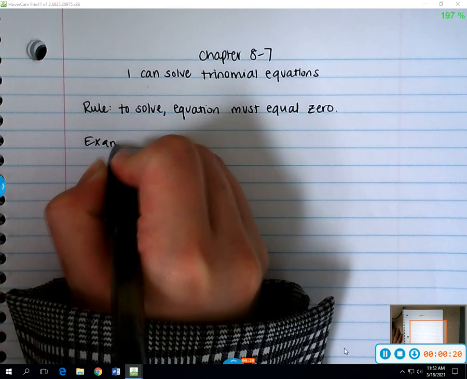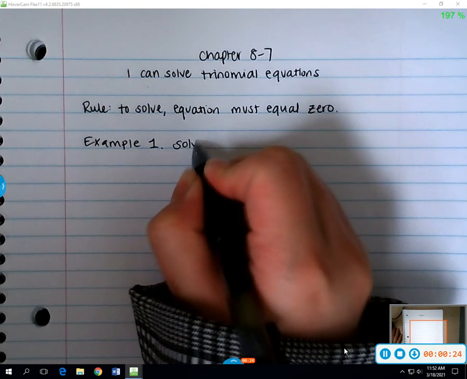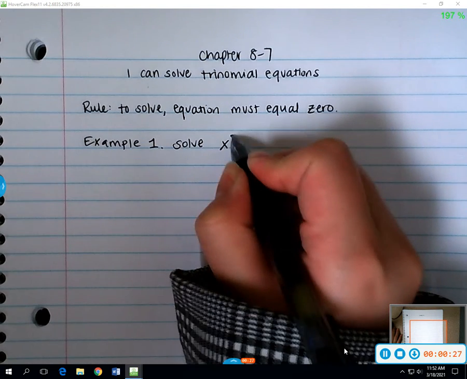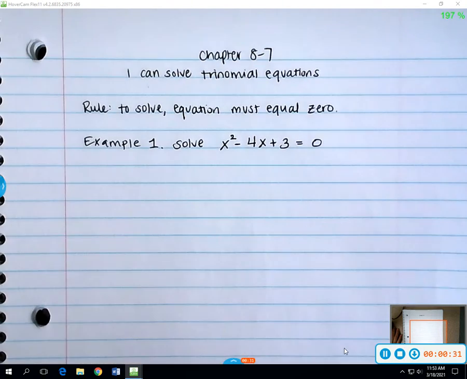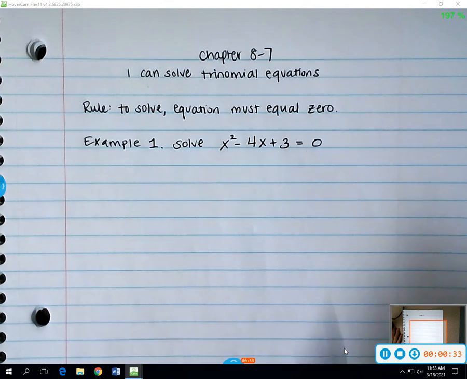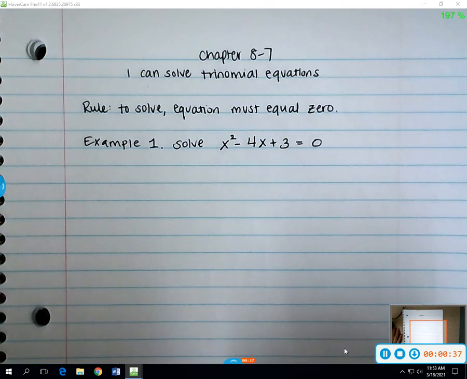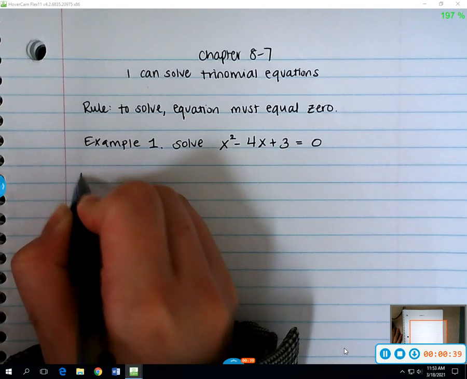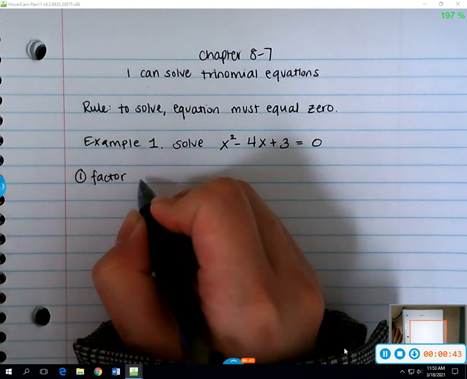Let's first take a look at our first example. So we have an equation that we need to solve. x squared minus 4x plus 3 equals 0. So this equation, as you can see, is already equal to 0, which means we can already just begin solving it. When we solve, we already know how to do the first step, which is just to factor the trinomial.